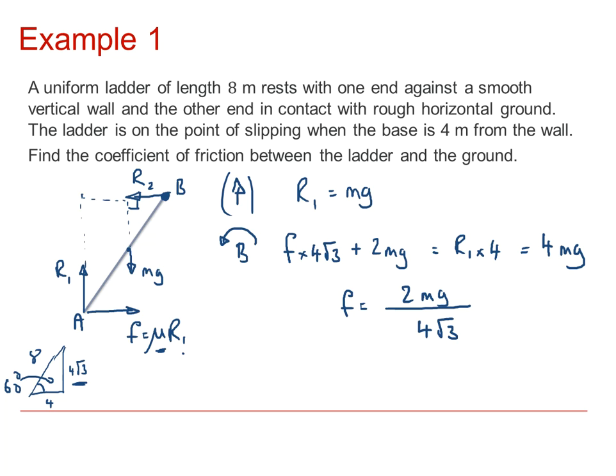Once we've got F, we can say that mu must be equal to F over R, because we've got a limiting situation, and therefore mu is equal to 2 mg divided by mg, so it's just 2 mg over 4 root 3 divided by mg, and therefore it's 2 over 4 root 3, which is equal to root 3 over 6, or as a decimal 0.289.